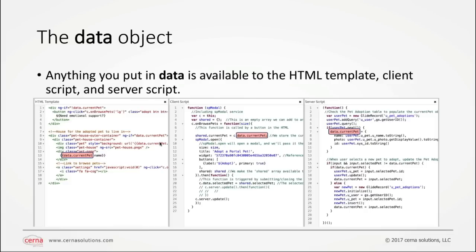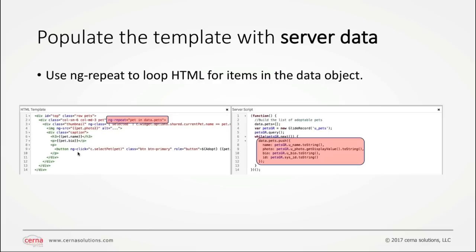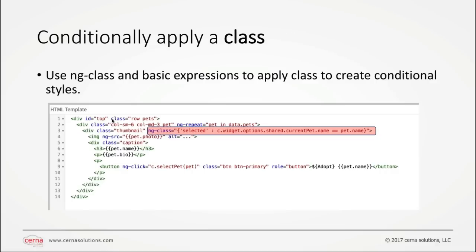Yeah, so what are all the cool things we did? So we talked about the data object. Anything you put in data is available to the HTML template, client script, and the server script. So that's pretty cool. We used the GlideRecord to push GlideRecord results to the data object, so we could build these objects of data that are very easy to use in our template then. We populated our template with server data by using ng-repeat. So remember the data.pets that we defined here, we were able to use on our template very easily. We conditionally applied a class.